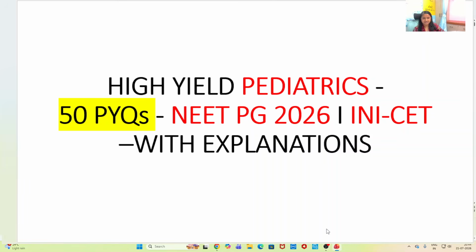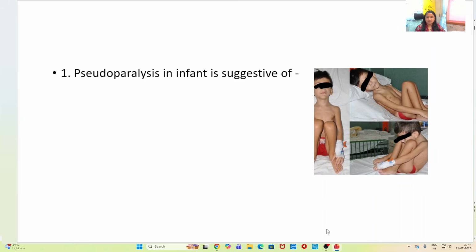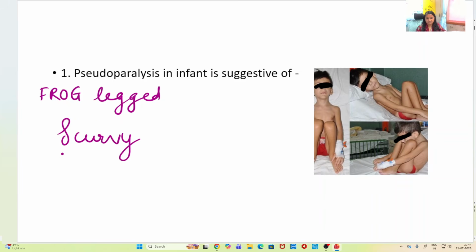Hello guys, let's do some quick revision about some of the previous year questions asked for pediatrics in NEET PG and INI-CET exams. Okay, so first of all, pseudo paralysis. What you are seeing in this picture is the frog-legged position, and this particular pseudo paralysis happens in case of scurvy. The answer is scurvy.